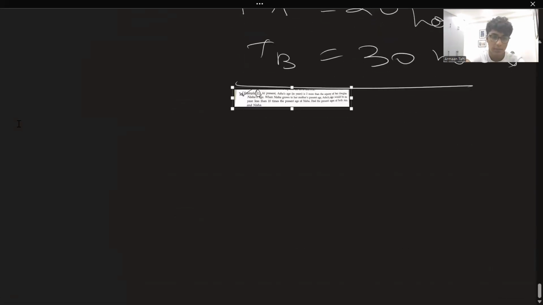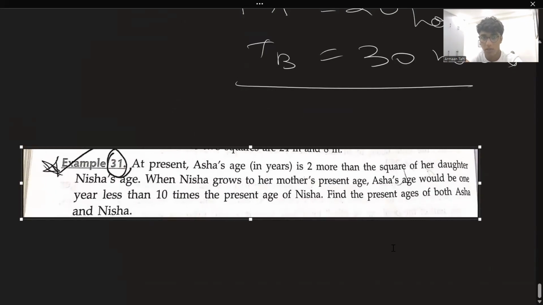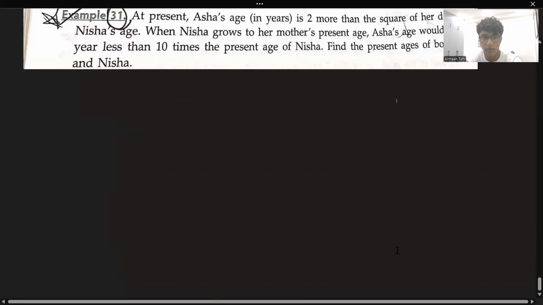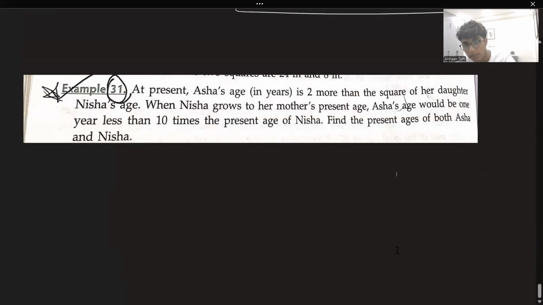Last question, guys. Okay, so let's see how we'll go about this. At present, Asha's age in years is two more than the square of her daughter Nisha's age. When Nisha grows to her mother's present age, Asha's age will be 1 year less than 10 times the present age of Nisha. Find the present ages of both Asha and Nisha.